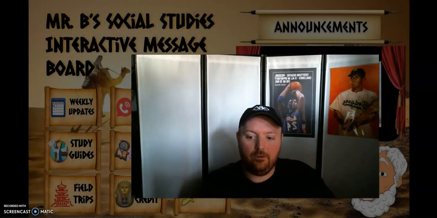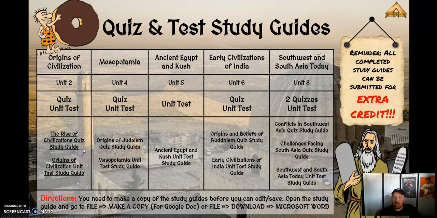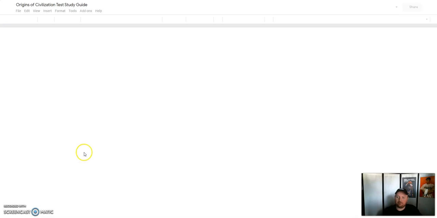So with all things, we are going to start at the Social Studies message board, and we are going to go to Study Guides. So we'll go to Study Guides, and then we'll go to Unit 2 because we're doing the Unit 2 test, and we'll go to the Origins of Civilization Test Study Guide right here. We're going to click on that one.